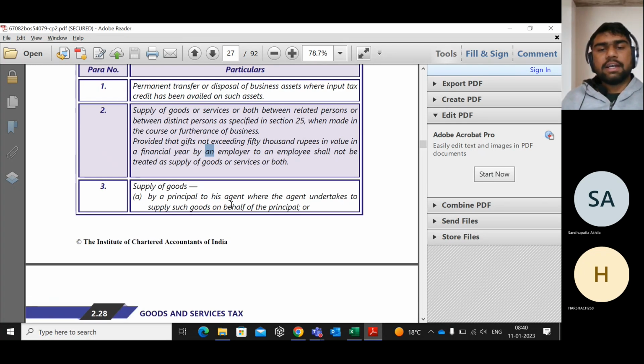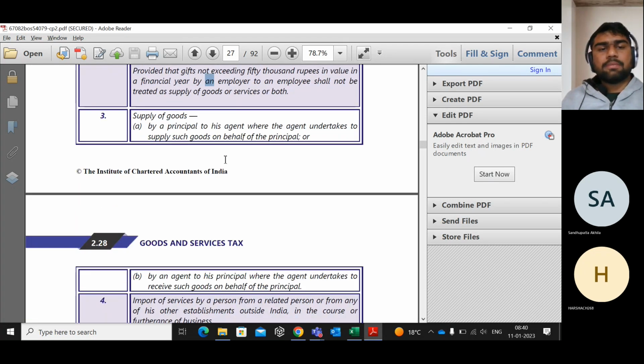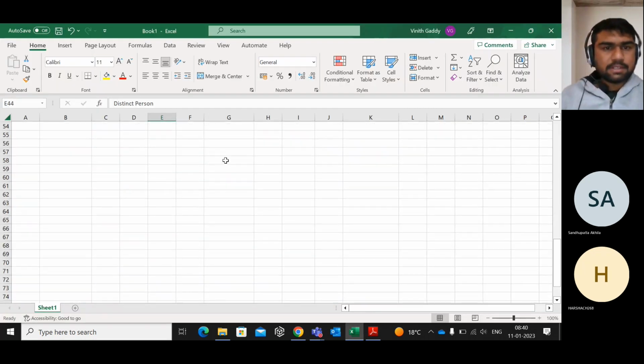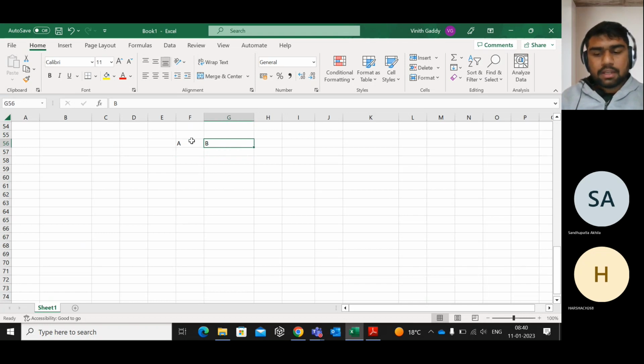And supply of goods by agent to principal, I will explain this with an example. A is there, B is there. What A will do, A will transfer goods to B, and B will sell to C. He is the agent, he is the principal. When will one be treated as an agent in the eyes of GST? Not a pure agent, but an agent falling under schedule 1.